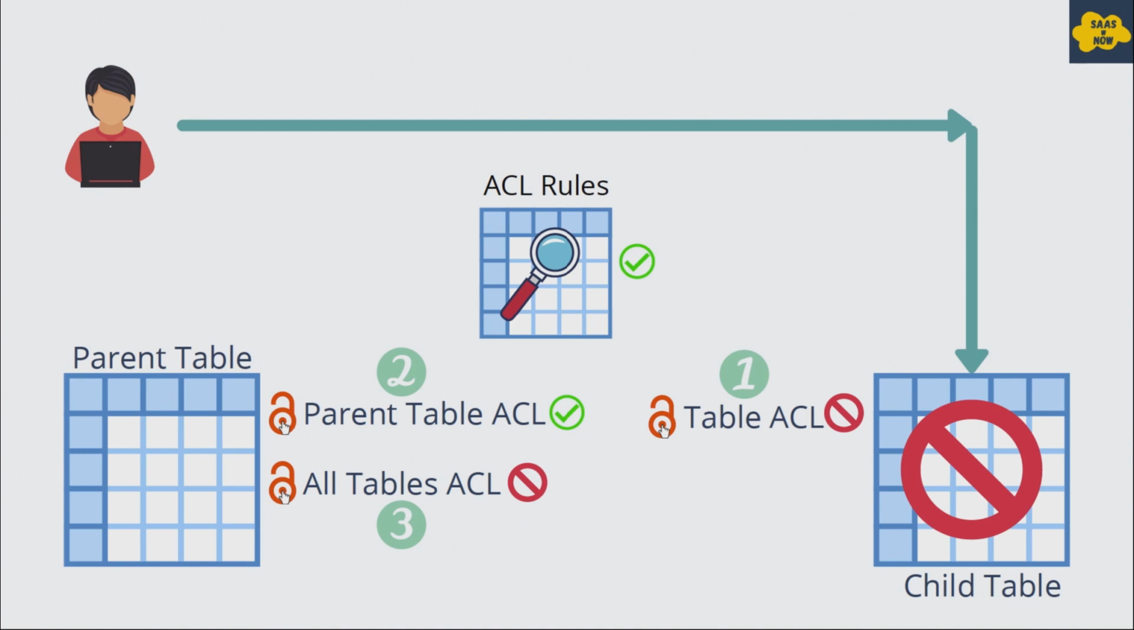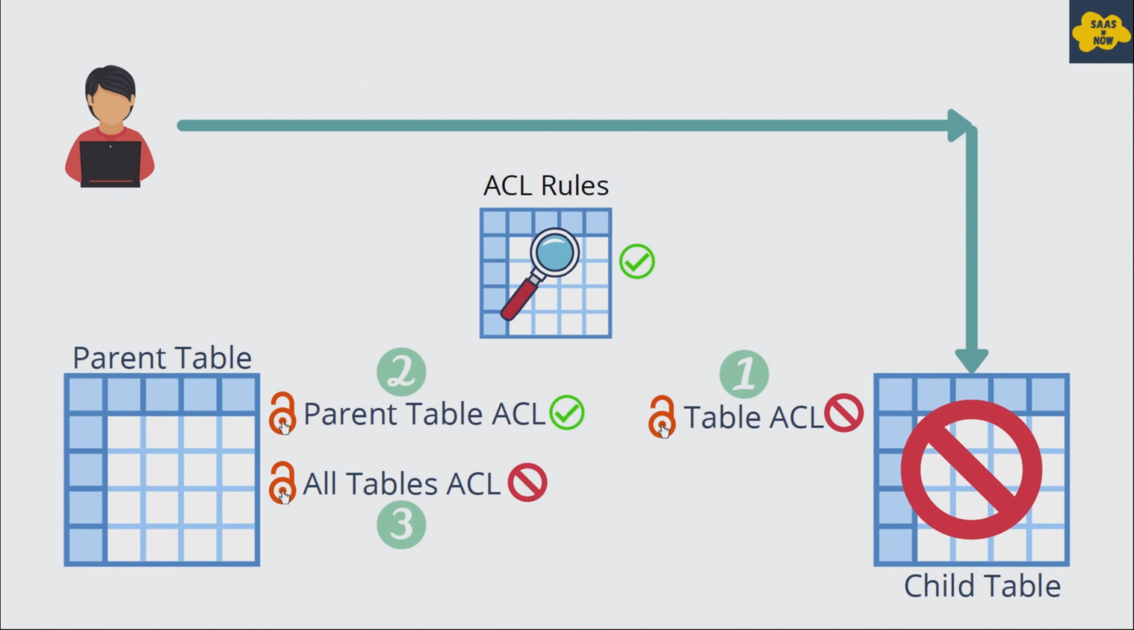Now, if child table ACL is available and it does not pass the permission, and parent table ACL passes the permission, so overall we have three ACLs. So table ACL, that is the child table ACL, is not passing the permission for the user, but parent table is passing the permission and all table ACL is also not passing the permission. In that case, user will not be able to access the records. The reason behind it is that child table is not allowing it, so user doesn't have that permission. So even if parent table ACL is giving the permission, if table ACL is not giving the permission, then user will not be able to access the records of that particular table. That means the child table.